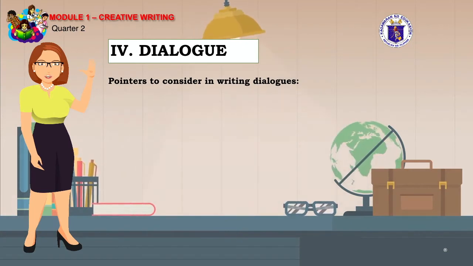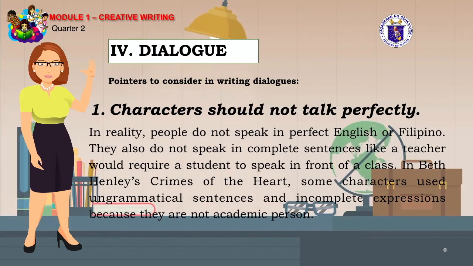And you should consider the following pointers in writing dialogues. First, characters should not talk perfectly. In reality, people do not speak in perfect English or Filipino. They also do not speak in complete sentences like a teacher would require a student to speak in front of a class. In Beth Henley's Crimes of the Heart, some characters used ungrammatical sentences and incomplete expressions because they are not academic persons.